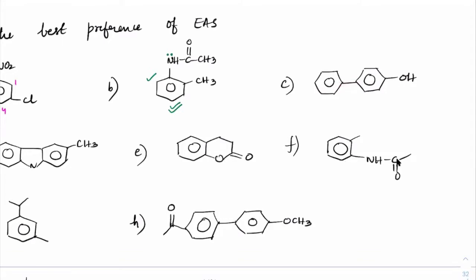Next, C. Tell me. We have these three positions open, 1, 2. But the problem is, para is not open. But as the electron density keeps moving here, again, this will be effective. So which is the most effective position? The last position. This one is the most effective position.